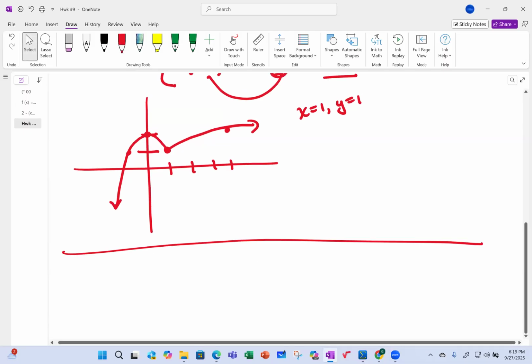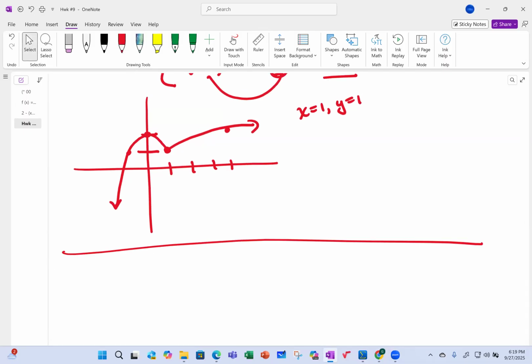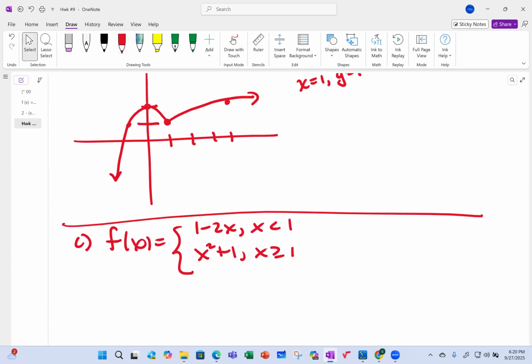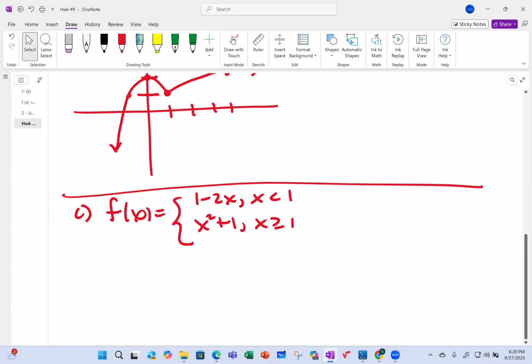Let's take a look at another one here. I guess part C. F of x equals the piecewise function 1 minus 2x for x less than 1, and it equals x squared plus 1 for x greater than or equal to 1. So a lot of things broken up at one of these.